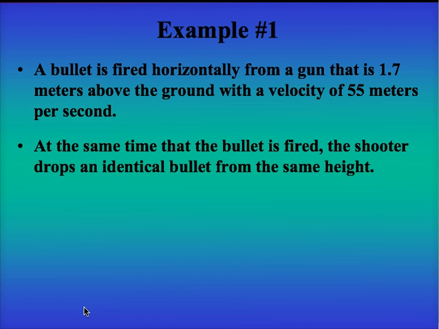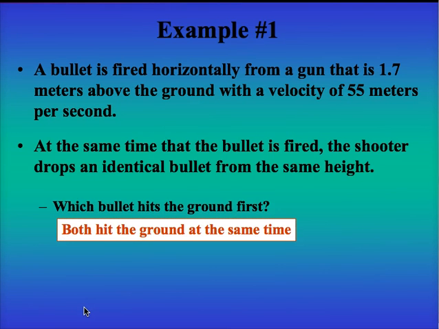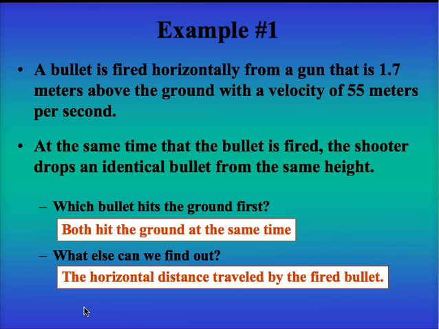Let's try this one. A bullet is fired horizontally from a gun that is 1.7 meters above the ground with a horizontal velocity of 55 meters per second, I apologize. At the same time that the bullet is fired, a shooter drops an identical bullet from the same height. Which bullet hits the ground first? Believe it or not, they hit at the same time. And what else can we find out? Well, we can find out how far away the horizontal bullet traveled.